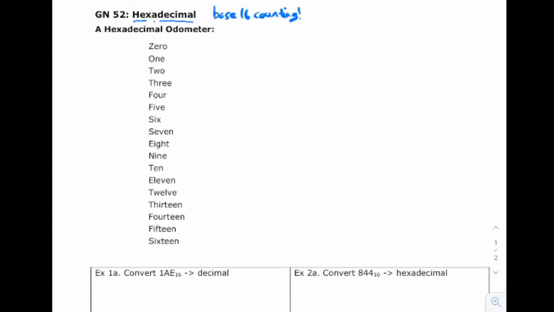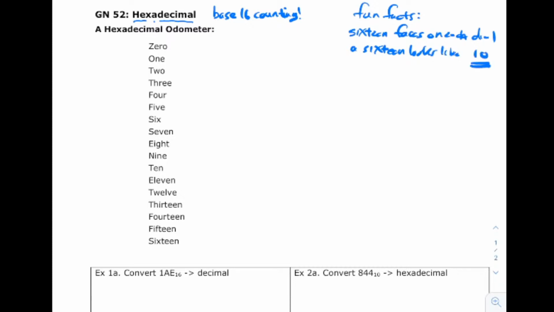Okay, so remember we had some fun facts about place value systems. One of the fun facts is, if it's base 16, there must be 16 faces on each dial of our odometer. A 16 must look like this. Remember, that was a 2 in base 2, an 8 in base 8, obviously a 10 in base 10. It's a 16 in base 16.